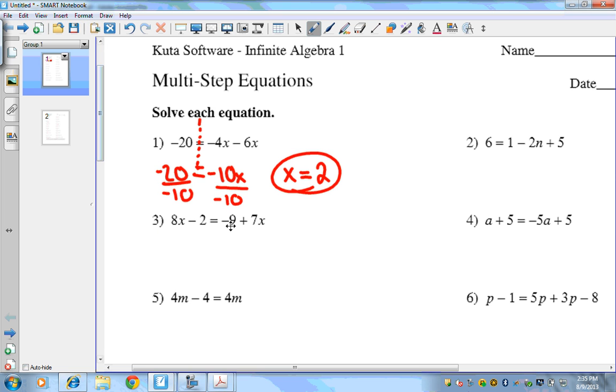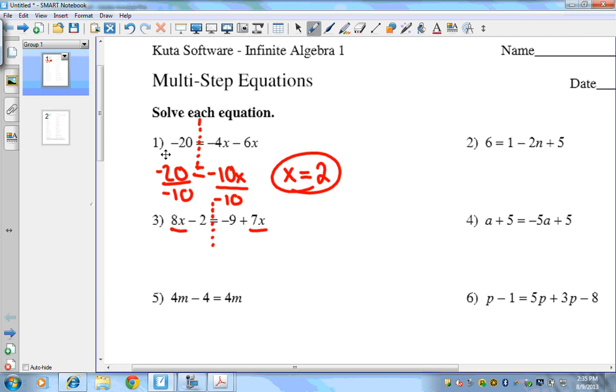Let's look at problem number 3. See how we have an 8x and see how we have a 7x? They're on the opposite side of the equal sign. There's my boundary line again. So that means I have to take either the 8x, move it over to the right-hand side, or I have to take the 7x and move it over to the left-hand side.